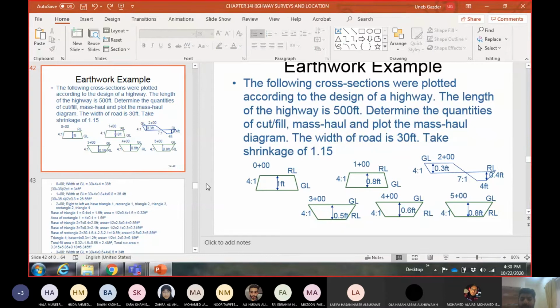So this is the explanation about the data which is given. The road level is given, the ground level is given, the difference between them is given, the shrinkage is given, and the road width. Today we will just calculate the areas of the cross sections, and on Sunday we will continue with the calculation of material and so on. Now keep one thing in mind, the shape of the cross section may differ from one station to the other.